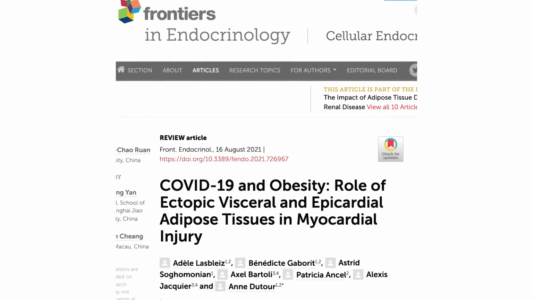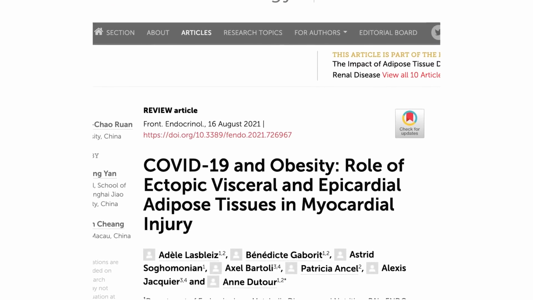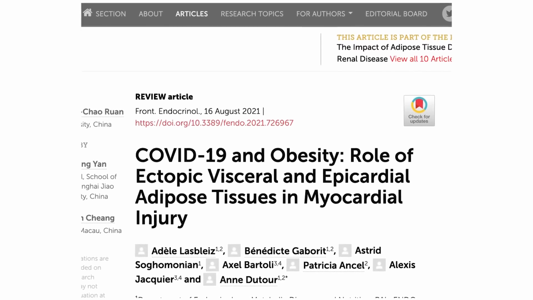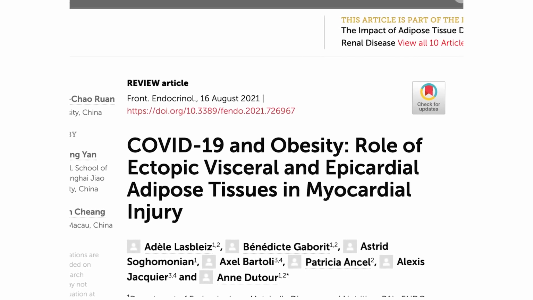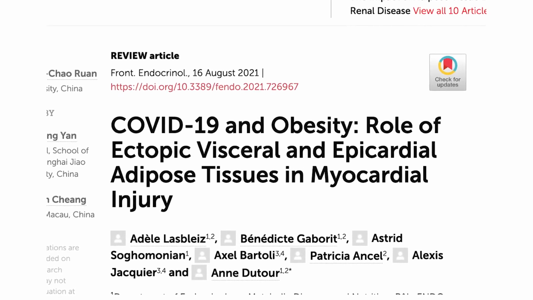Now let's start tying all this together and take a look at the data that we have on the other type of visceral fat, the visceral fat of the human heart in relationship to COVID-19. In a study titled COVID-19 and Obesity, Role of Ectopic Visceral and Epicardial Adipose Tissues in Myocardial Injury, published in the journal Frontiers in Endocrinology, researchers share the following findings.